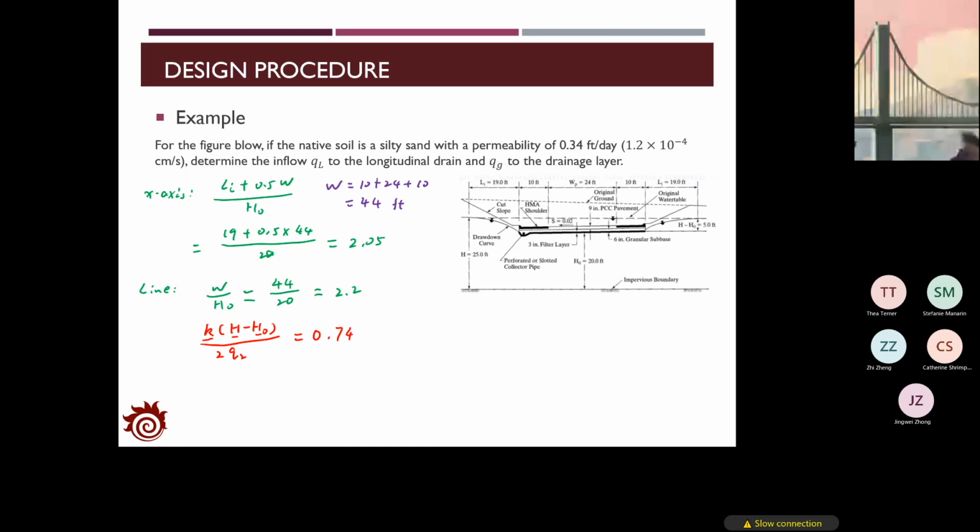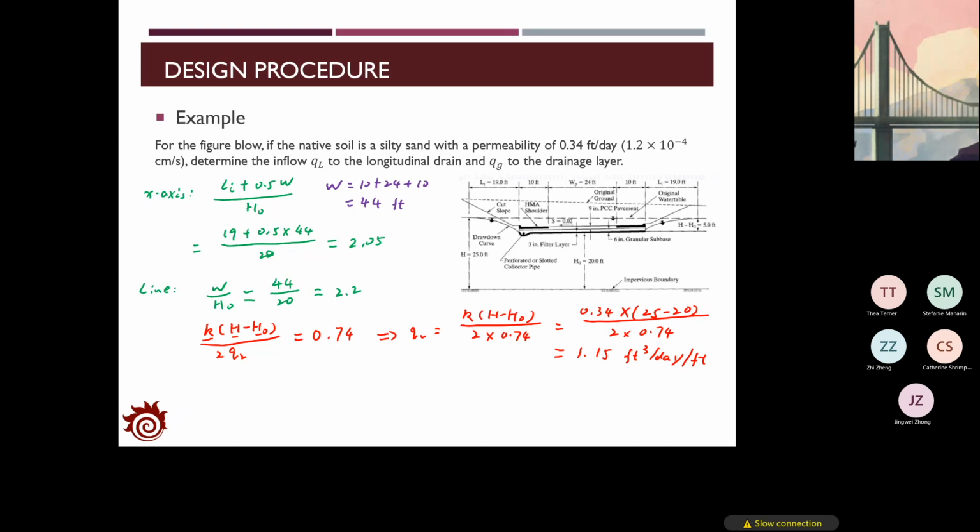So q2 equals k times h minus h0 divided by 2 times 0.74. So k is 0.34, that is the permeability, times 25 minus 20 divided by 2 times 0.74, which will give you the value as 1.15 cubic feet per day per feet. And now, is anyone able to tell me what's the value of QL and what's the value of QG?